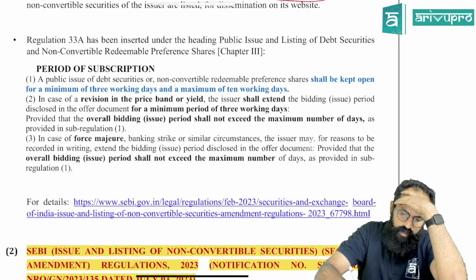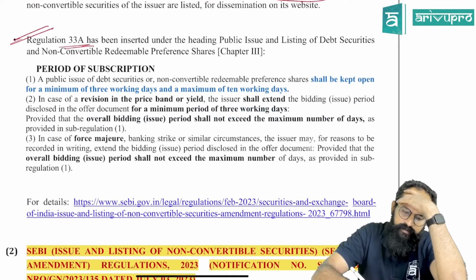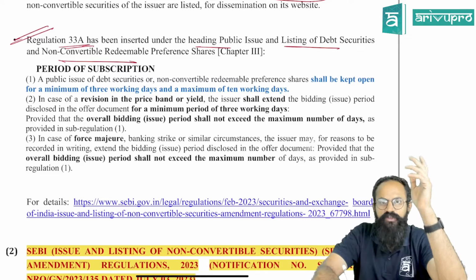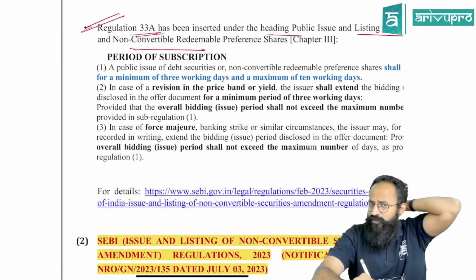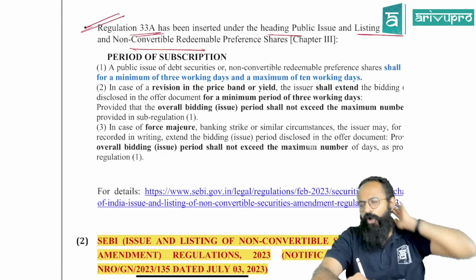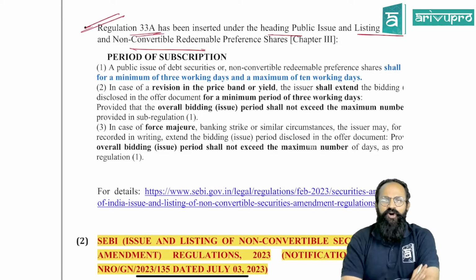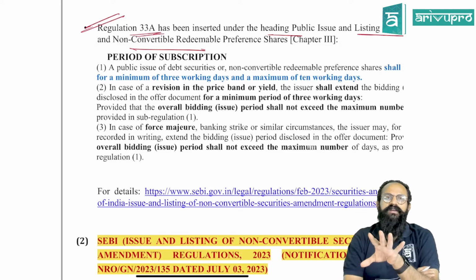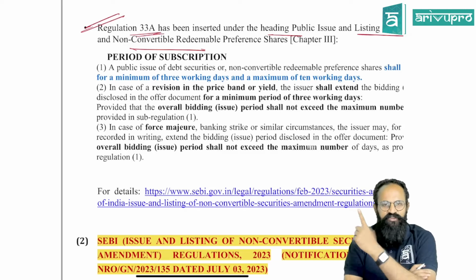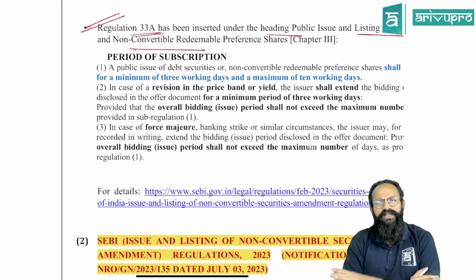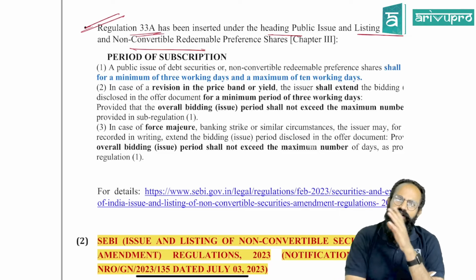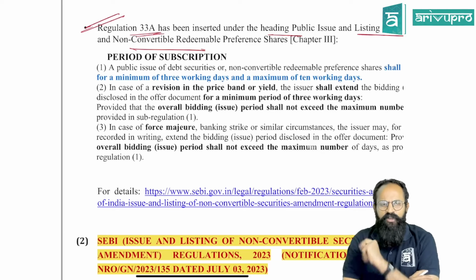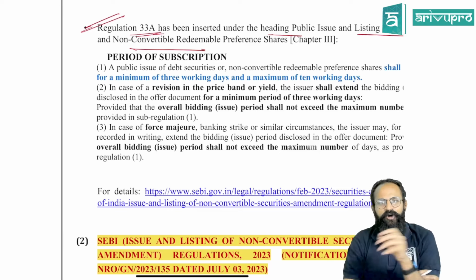Okay, next one, sir. A new regulation has been added, regulation 33A, for public issue and listing of debt securities and non-convertible redeemable preference shares. People, this is not actually new. This was also there in ICDR. Whenever you want to come up with a public issue, how many days the offer should be open, all that was already there. That has been removed from the ICDR part in your new syllabus, which is the reason it is not there for you as of now. The same content they have extended to debt securities and non-convertible redeemable preference shares as well.